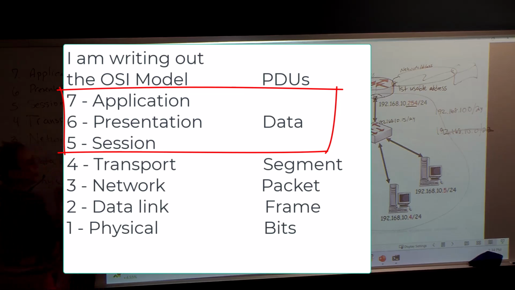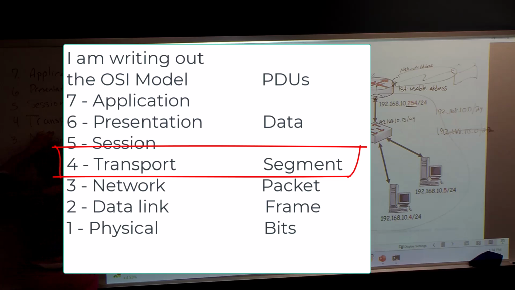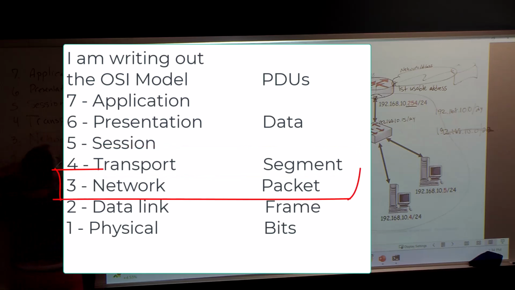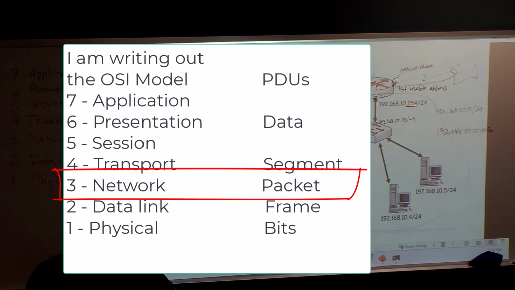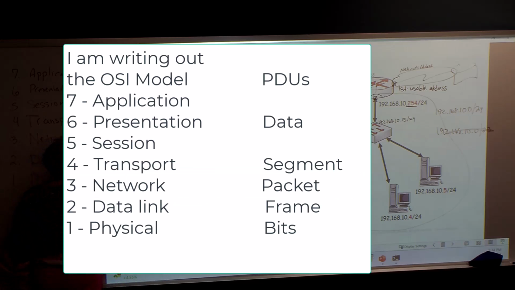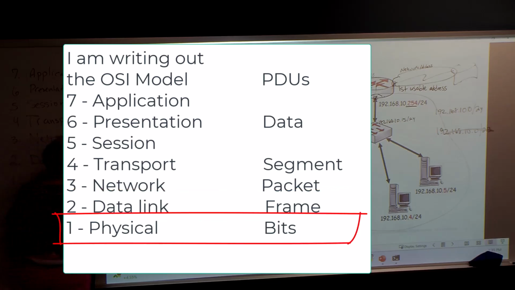Or do send pets for beer? Cody, the transport? Okay, segment. Jonathan, the network layer PDU? It's not the frame. It's not bits. There's only one left. The network PDU. Don't help him. He knows it. Don't send pets for beer. Okay. Get some money. Data link. Frame. Derek. Okay, bits. All right.